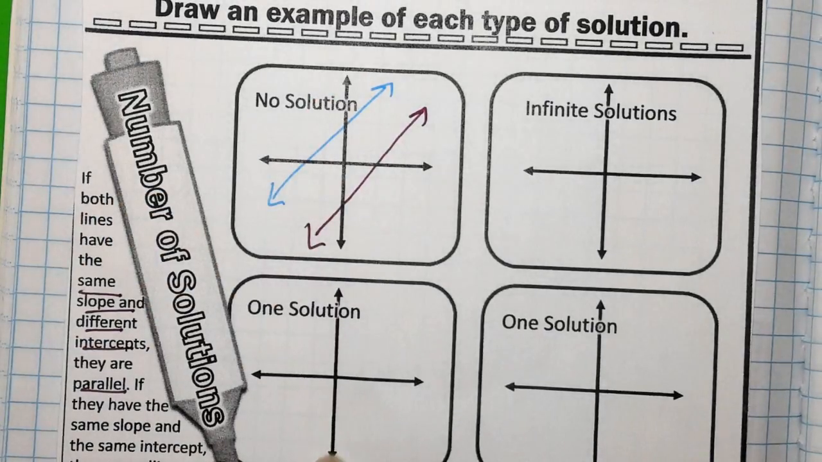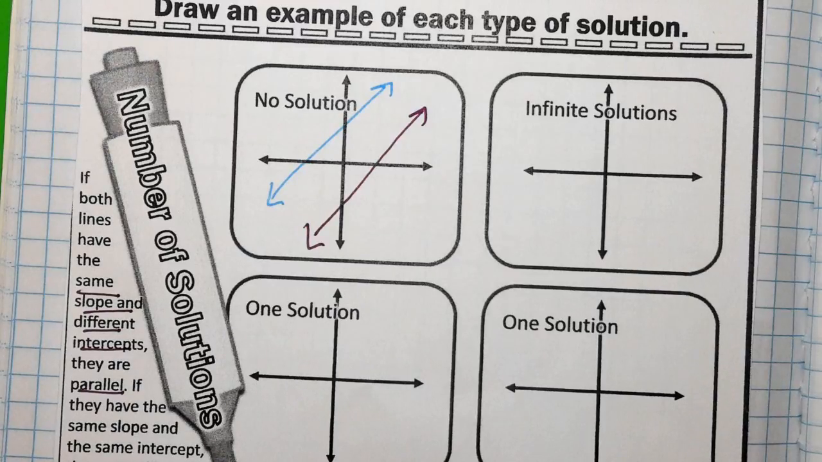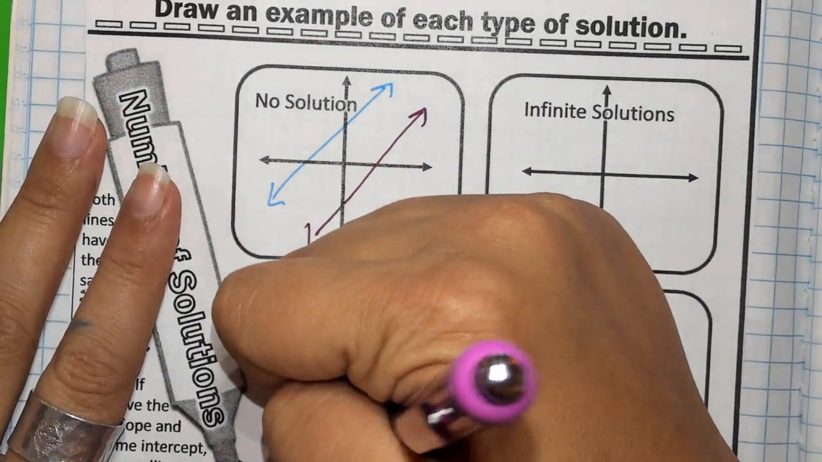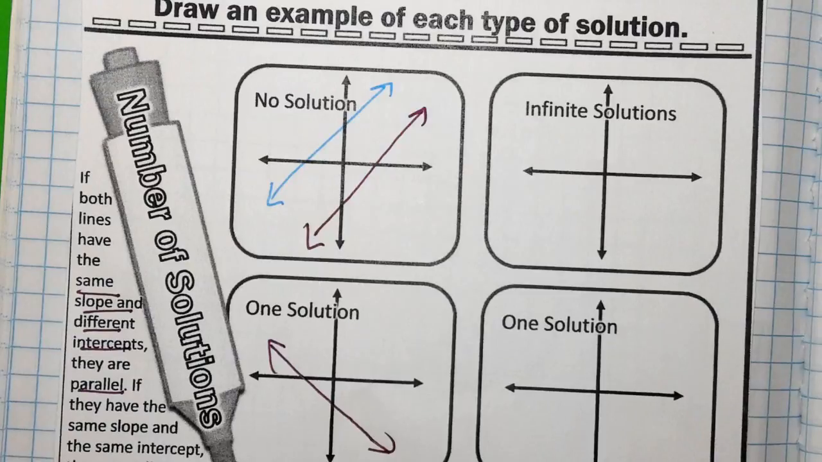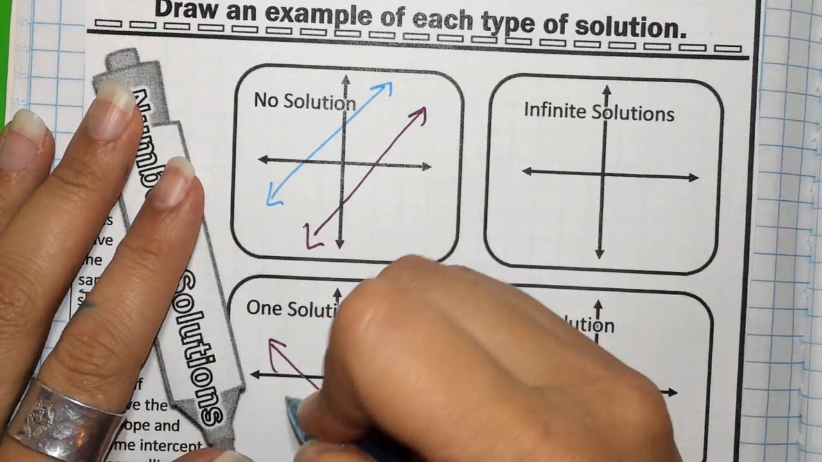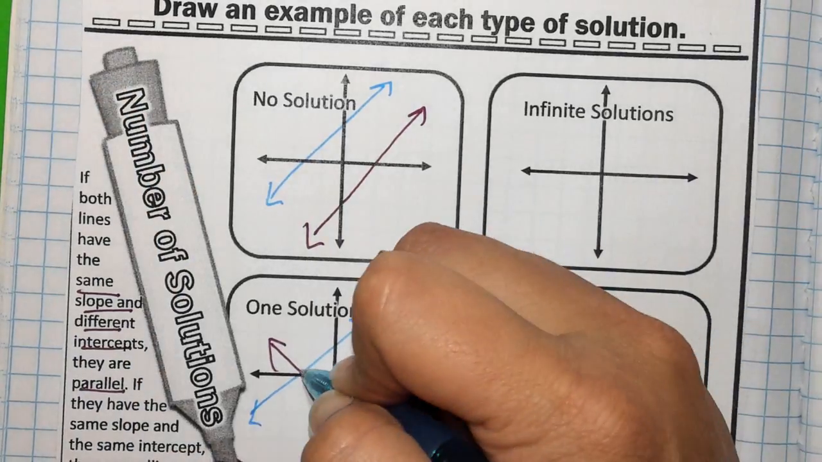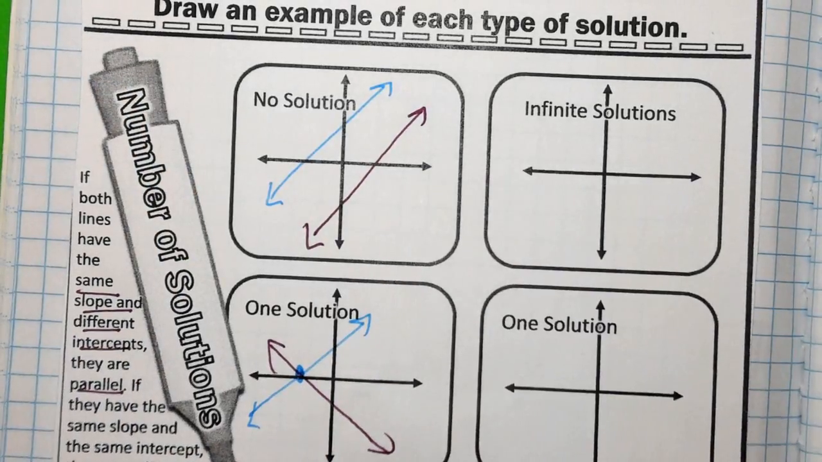So let's go down the page. What would it look like if it was one solution? Show me with your arms what two lines would look like. Like that? Could it also look like this? Could look like that. So let's draw one going this way. Now, does it have to cross for it to be one solution? And it could cross anywhere, correct? And it crosses right there. And that is our solution.